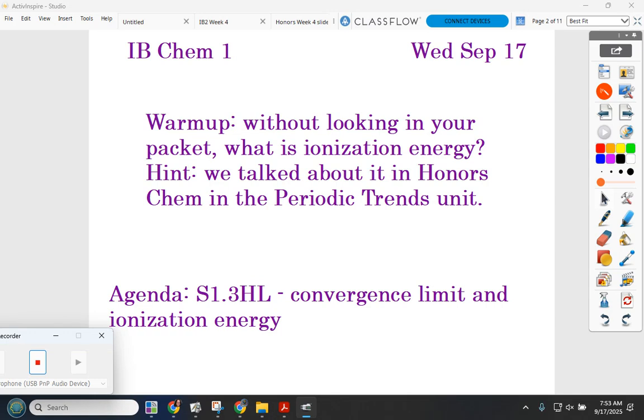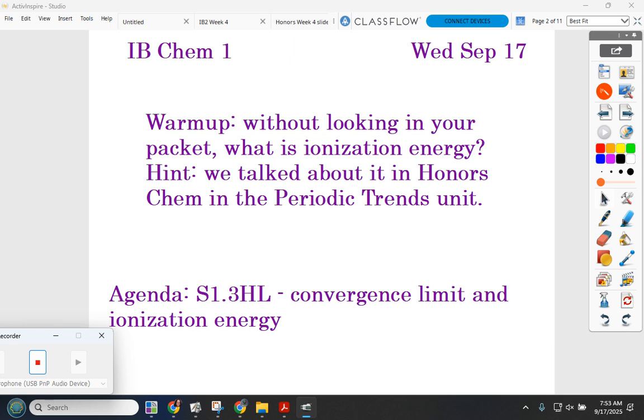Who remembers what ionization energy is from honors chem? Anybody? I heard some folks talking about it. Anyone have any thoughts from back in periodic trends days?